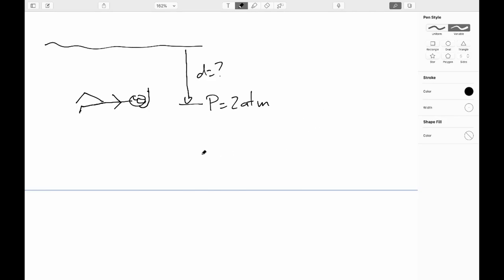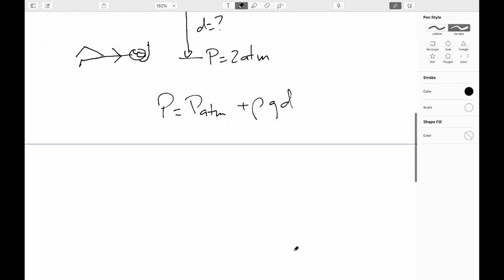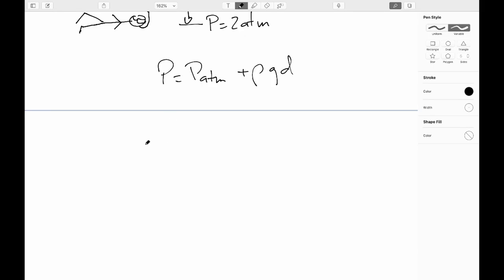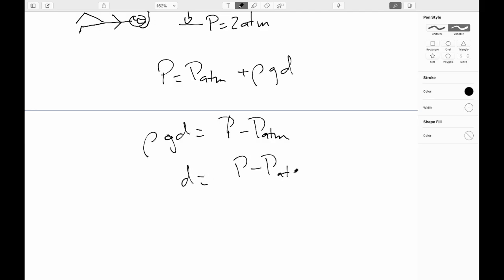Well, all right, we can go ahead and apply Pascal's law here. We can say the pressure will be equal to atmospheric pressure plus rho g h. Sorry, rho g d here. And we can solve for d. We can subtract atmospheric pressure from both sides, so rho g d equals p minus atmospheric pressure, what we'll call the gauge pressure in a moment. And then to get the required depth, I divide by rho and g.